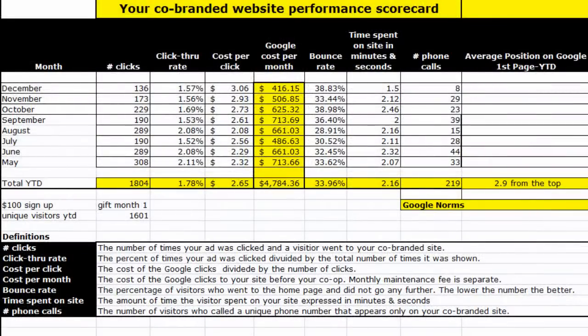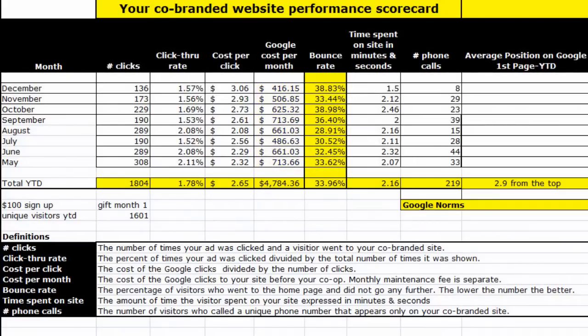Column number 4 is the Google cost per month. This is the average of what you are spending on a monthly basis on Google and how much it costs to advertise based on the number of clicks and the cost per click, and it adds up to the Google cost per month. Column number 5 is the bounce rate.